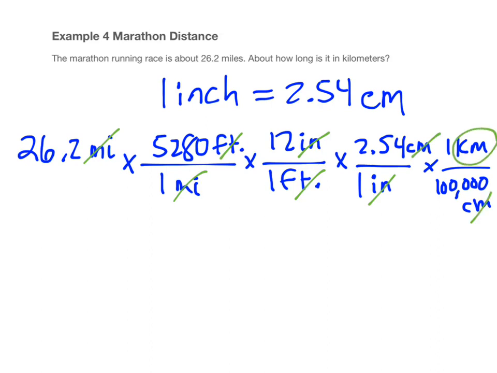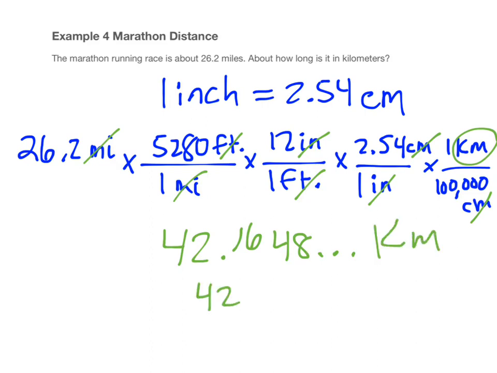And then if you do all of this multiplication, 26.2 times 5280 times 12 times 2.54, and then divide by 100,000, you'll end up with 42.1648, etc., kilometers, okay? And if we wanted to round to the tenths place, that would be about 42.2 kilometers. So you do get the same answer if you do it this way versus going straight from miles to kilometers.